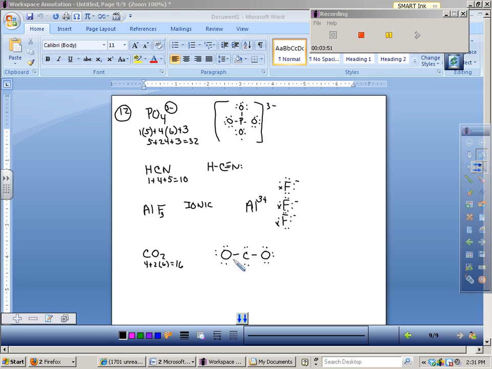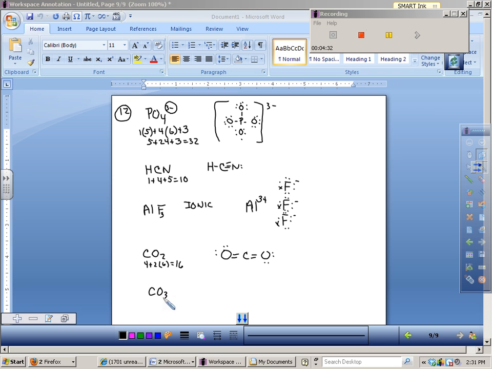For every 2 too many, draw a double bond and erase. 2, 4, 6, 8, 10, 12, 14, 16, 18. So for every 2 too many, draw another double bond and erase. So we end up with 2, 4, 6, 8, 10, 12, 14, 16 for carbon dioxide.